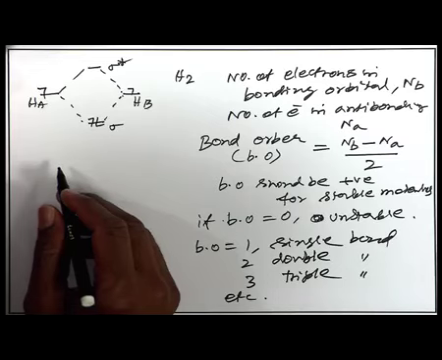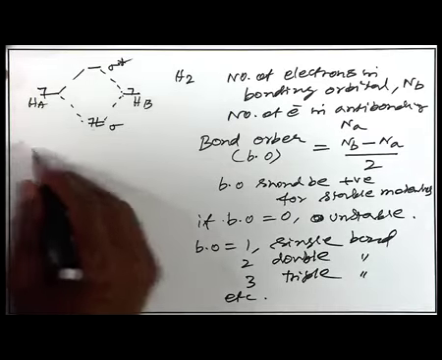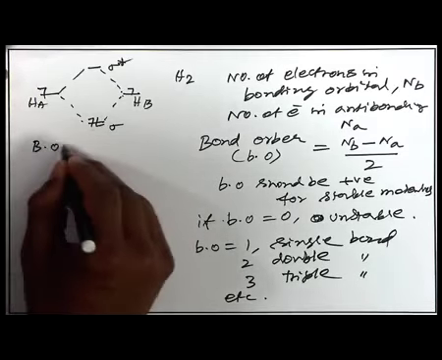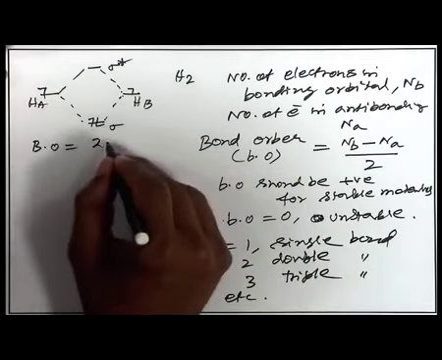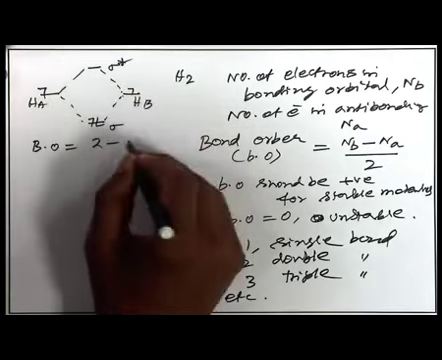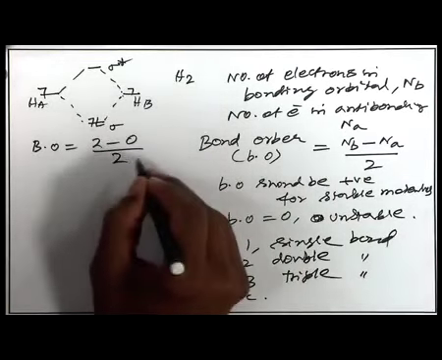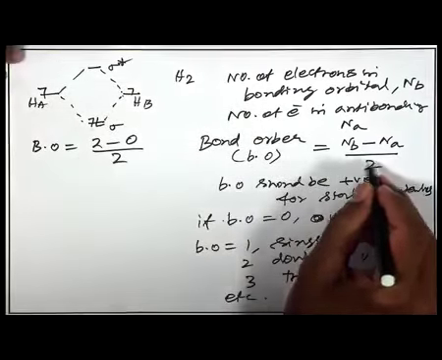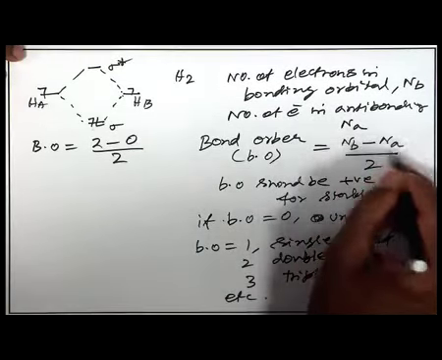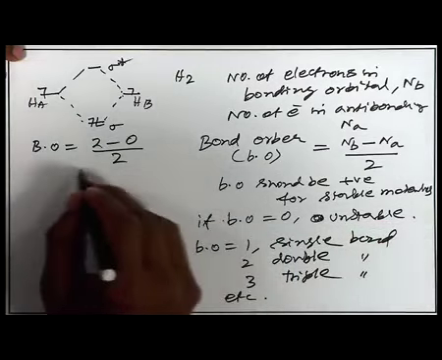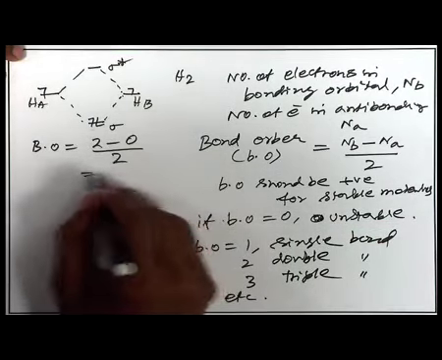Now, for the hydrogen molecule, let us calculate the bond order. The bond order is equal to the number of electrons present in the bonding orbital, which is 2, minus the number of electrons present in the antibonding orbital, 0, divided by 2. It is just one half of the difference between the number of electrons present in the bonding and the antibonding orbitals. So, (2 minus 0) divided by 2 equals 1.